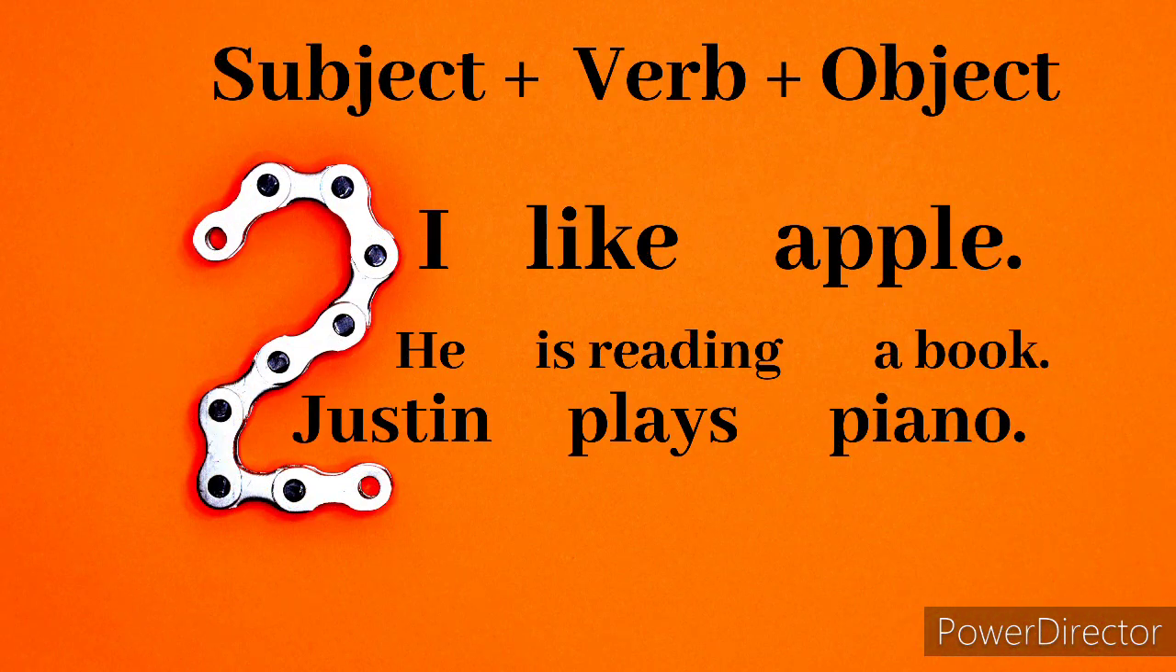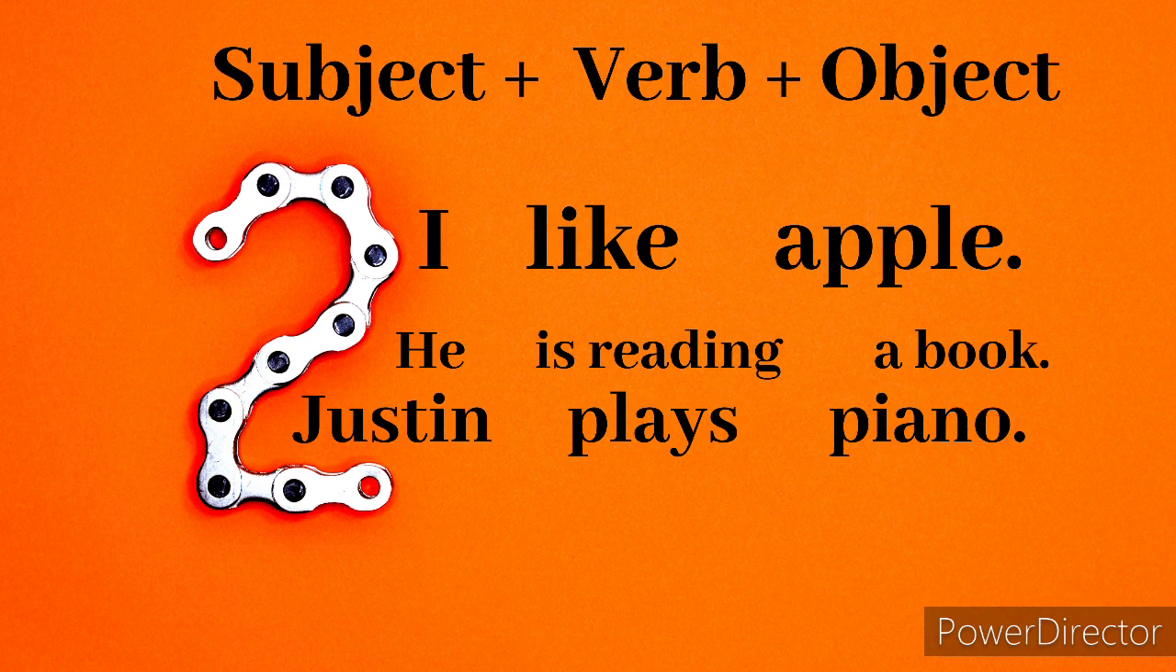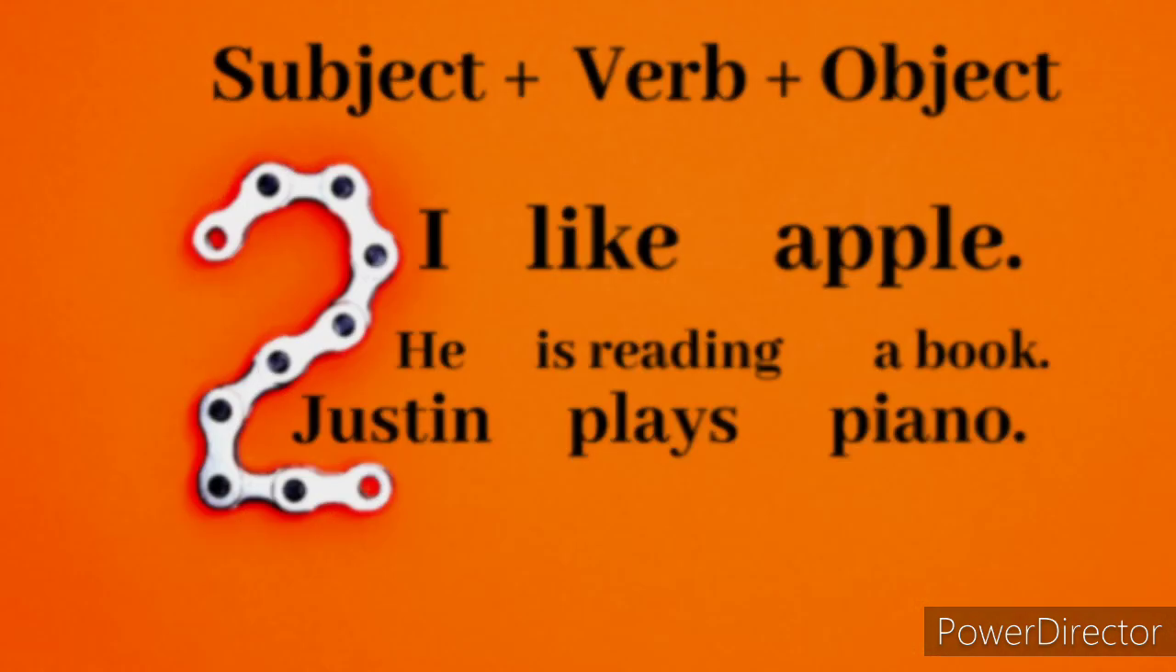Number 2, subject plus verb plus object. So in this sentence pattern, we have 3 things: subject plus verb plus object. Let's have a look at the examples. Sentence number 1, I like apple. So I is subject in this sentence, like is verb, and apple is object.